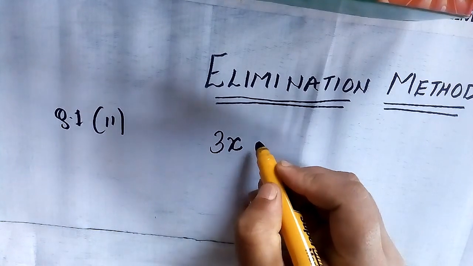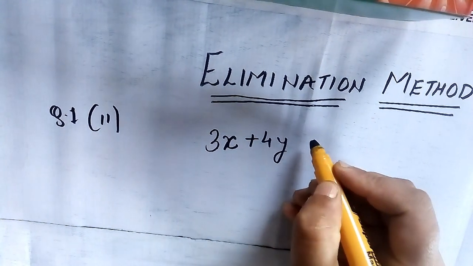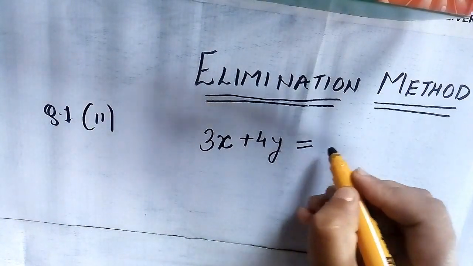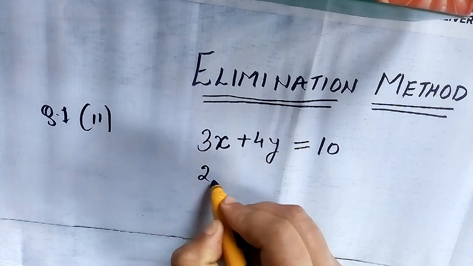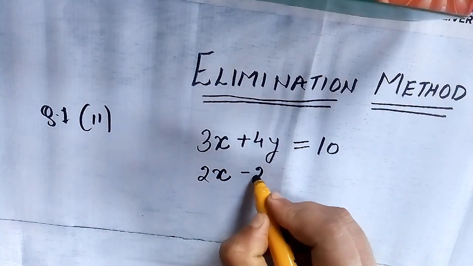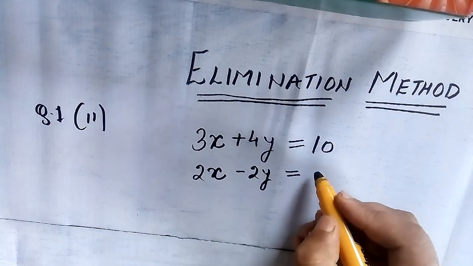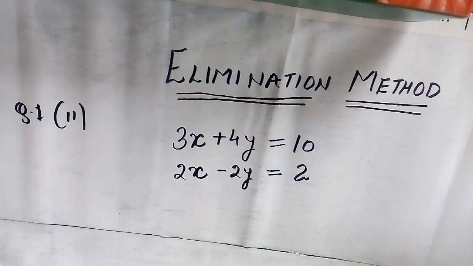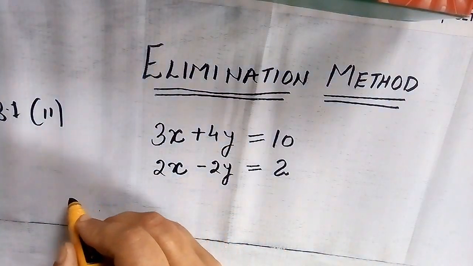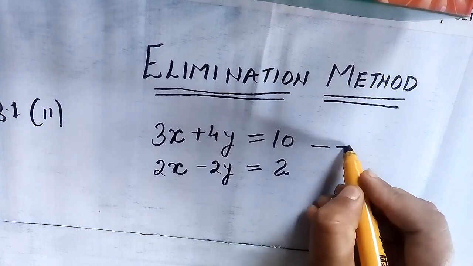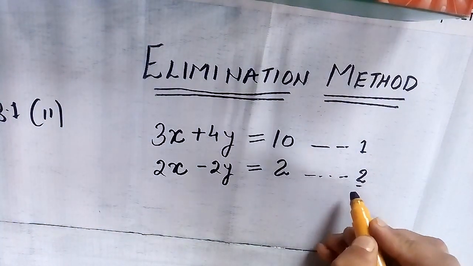The first equation is 3x plus 4y equals 10, and the second equation is 2x minus 2y equals 2. Now I told you that you have to multiply by a constant. So what will be that constant? First of all, name them equation 1 and equation 2.